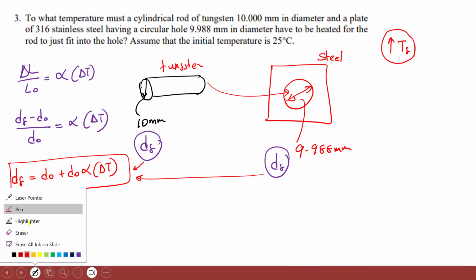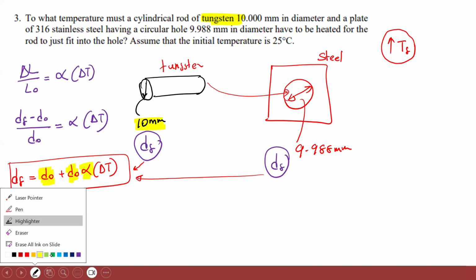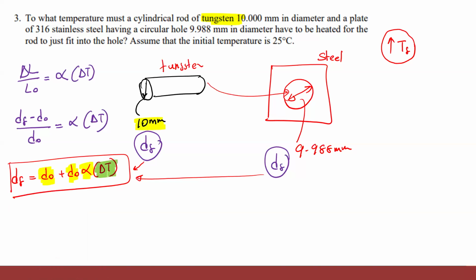So when you're looking at the tungsten, these diameters are different because it is 10 millimeters. And also, this will be different because we are using tungsten. The thermal expansion coefficient will be different for tungsten and steel. But this will remain the same. Am I right? This doesn't change. We both are at 25 degrees Celsius. And when you heat up, both will be at your final temperature. So this delta T is the same for tungsten or steel. The only things changing are the initial diameter and the thermal expansion coefficient. Agree?